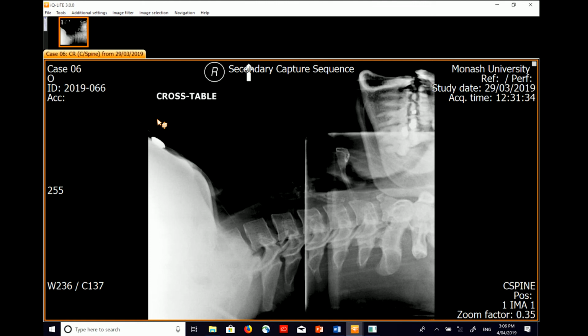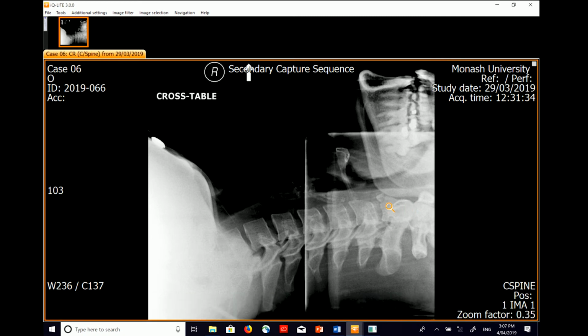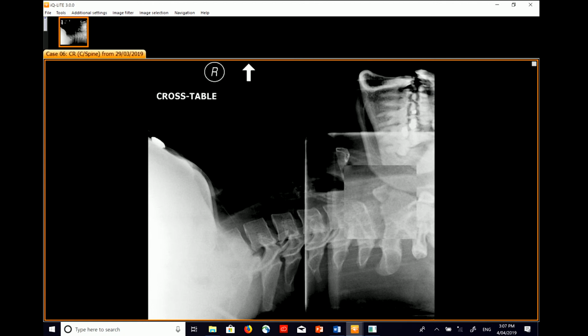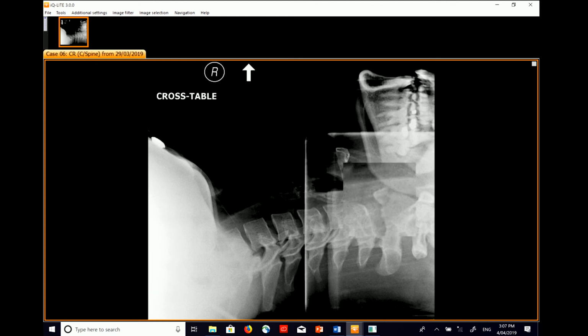So for case 6, we have a patient again who has been involved in a car accident, and here we can see the patient has a collar on. So on the lateral view, if we look very carefully at C2, we can see that there's a flexion teardrop in the anterior inferior corner of the vertebral body, and there is also some prevertebral swelling as well.